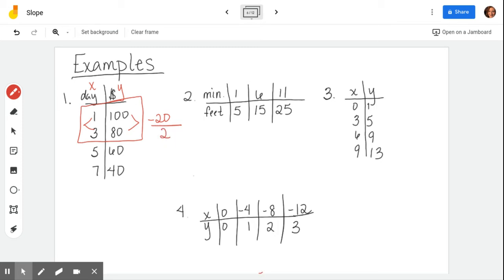To write my slope, I can call this -10 over 1, or I can just call it -10, either way. Let's look at number 2. When your table's set up horizontally like this, your top is your X, your bottom is your Y.